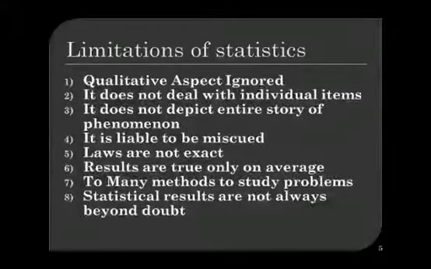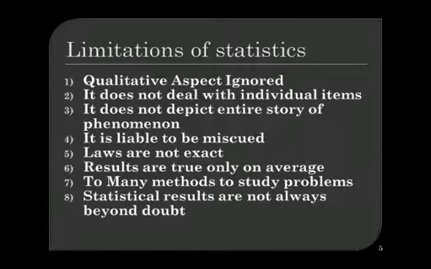Statistics also has limitations. Here are some points or limitations of statistics. Qualitative aspect ignored. The statistical methods don't study the nature of phenomena which cannot be expressed in quantitative terms. It does not deal with individual items. It is clear from the definition given by Professor Horace Secrist.